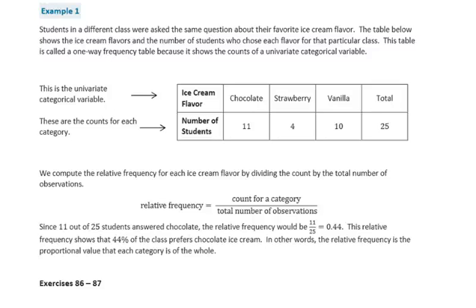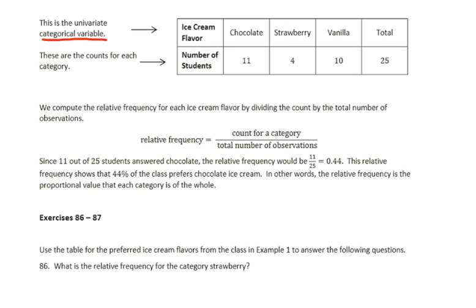students in a different class were asked the same question about their favorite ice cream flavor. The table below shows the ice cream flavors and the number of students who chose each flavor for that particular class. This table is called a one-way frequency table because it shows the counts of a univariate. Uni is 1, so this is one variable, a categorical variable. So our variable is the ice cream flavor, and underneath is the number of students who chose it.